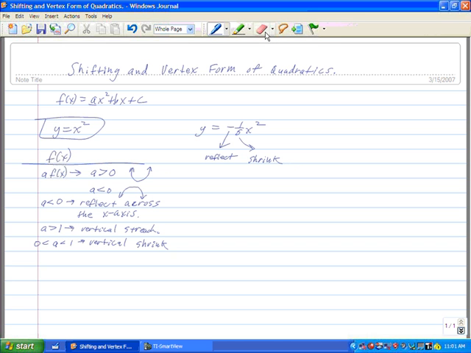Now let's look and see what would happen if we were to add or subtract a number inside the function. So we're going to a new category here. We're going to go to f of x plus or minus, and we don't want to use a b here because b means something else. It's a part of this original quadratic, so I'll just go with an h. So let's see what happens when we add or subtract a number inside the function.